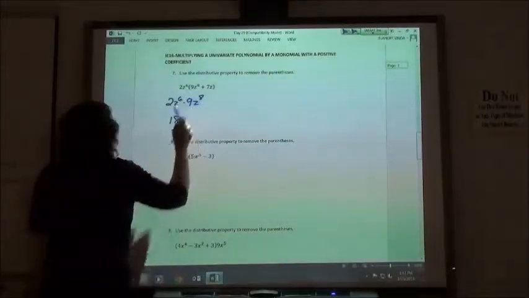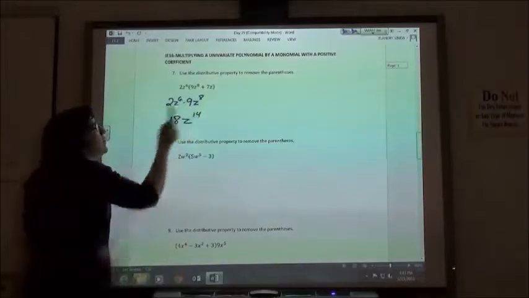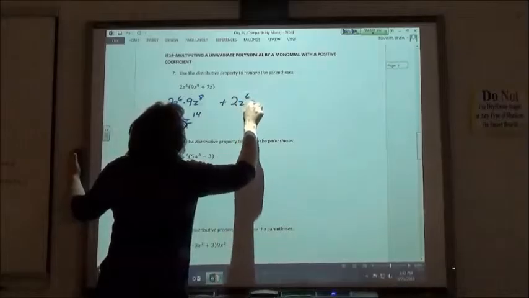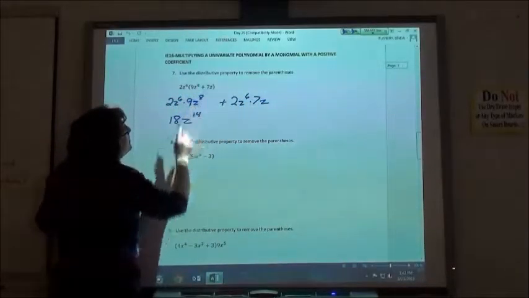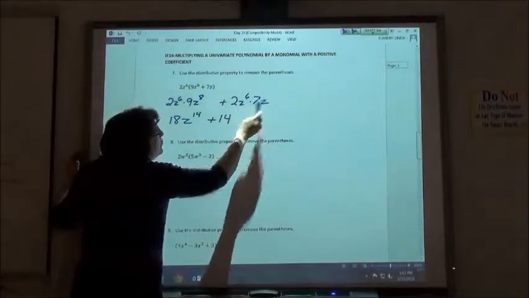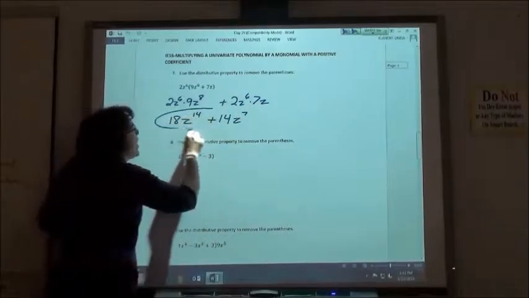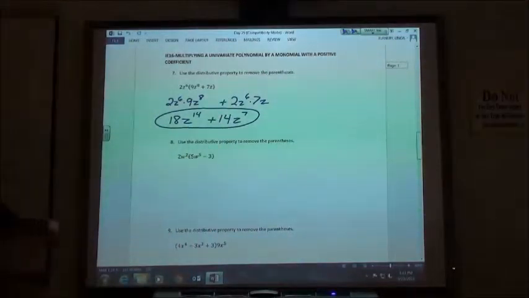Z to the 6 times z to the 8 would be z to the 14th, because 6 plus 8 is 14. Then we're going to take 2z to the 6 times 7z. So positive 2 times a positive 7 is a positive 14. Z to the 6 times z to the 1st. Adding that, I get z to the 7th power. Those are not going to be like terms because they have different variables, so I can't add them together. I just write it down as 18z to the 14th plus 14z to the 7th.